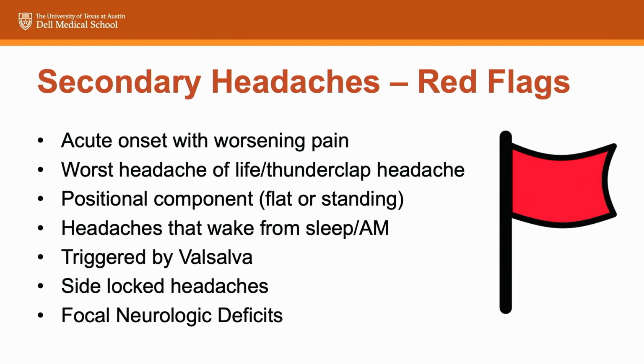The worst headache of life, or a thunderclap headache, has a very specific diagnosis. You have to have maximal intensity of headache within 1 minute of onset. These headaches hit patients like a ton of bricks. They are okay, and then within a minute, they're kind of on the floor because they're in 10 out of 10 pain.